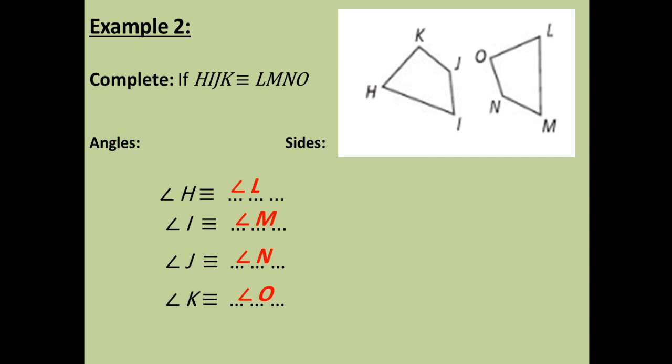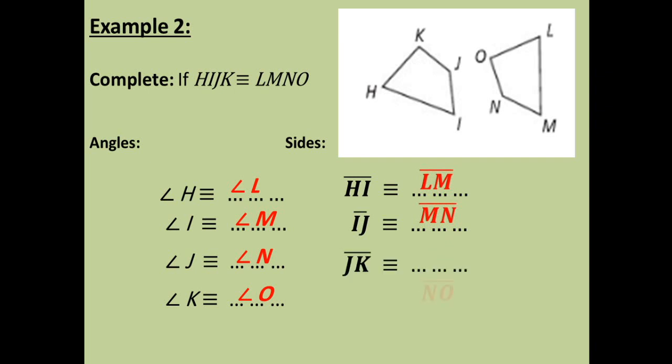I can solve this exercise without seeing the figures, without drawing. Okay, can you write the sides? Yes, it's easy. HI corresponding to LM, so HI line segment congruent to LM, IJ to MN, JK to NO, last side HK to LO. Super student, yes, yes.